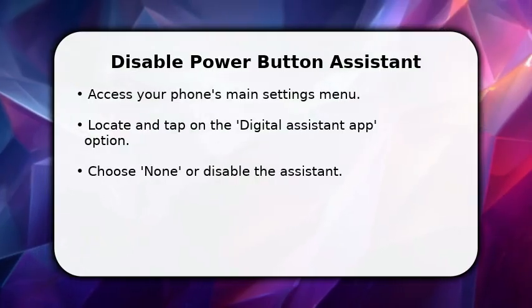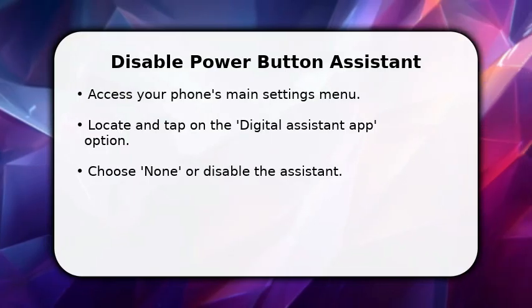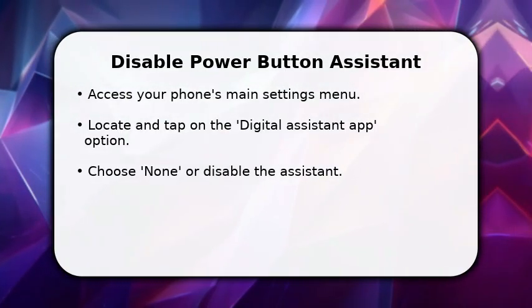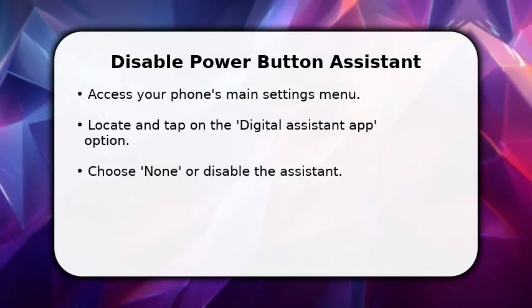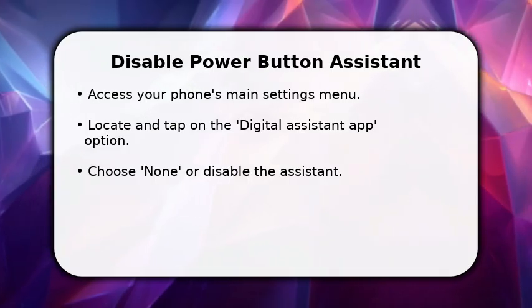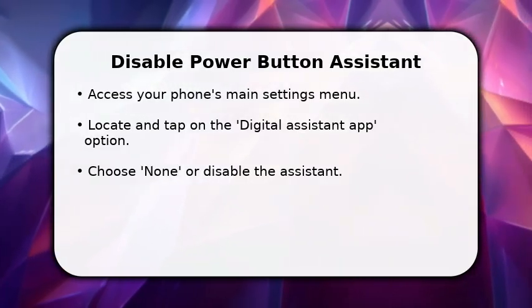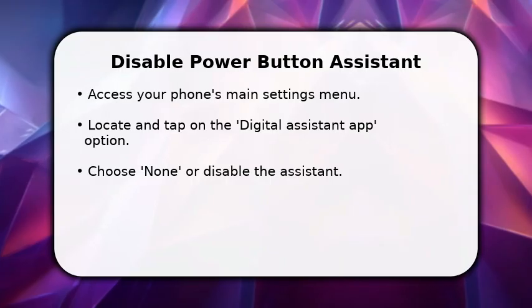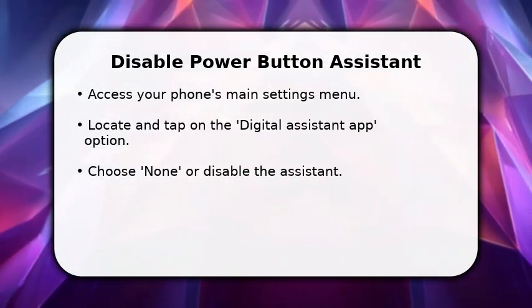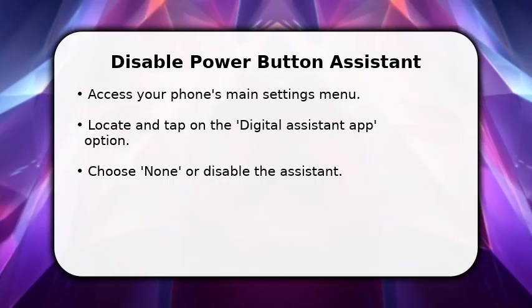In this video, I will explain how to remove Gemini from your power button. First, navigate to your phone's main settings. You can usually find this by swiping down from the top of your screen and tapping the gear icon. Once in settings, scroll down and look for options related to apps or digital assistant. This is where we will begin the process of unlinking the assistant from your power button.